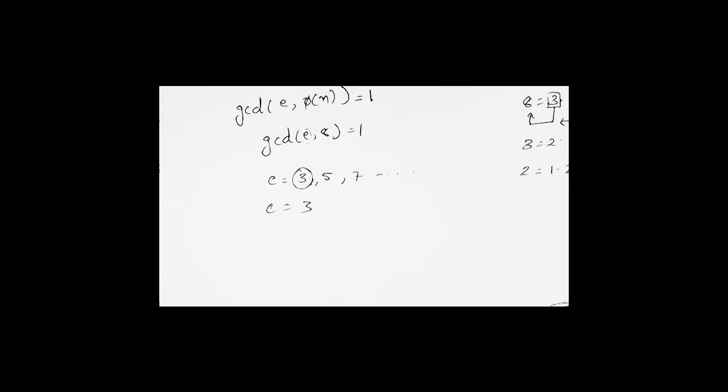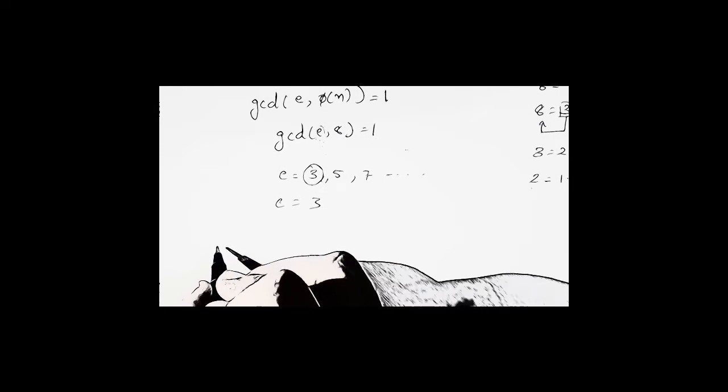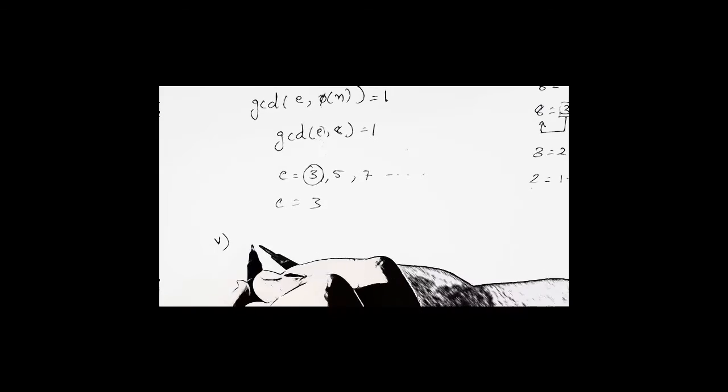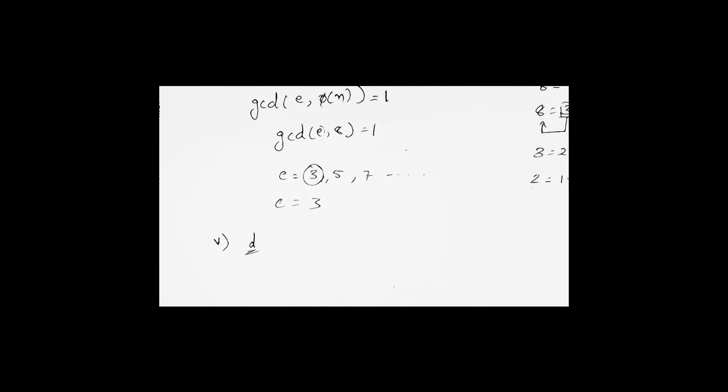Okay, let us take E is equal to 3. Now in the fifth step we have to calculate D, the second key. So how do we calculate? We have a formula we have seen in the algorithm, D into E mod phi of n is equal to 1. So this is the formula we have.